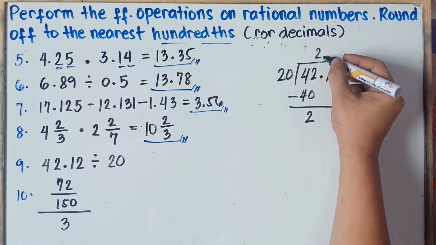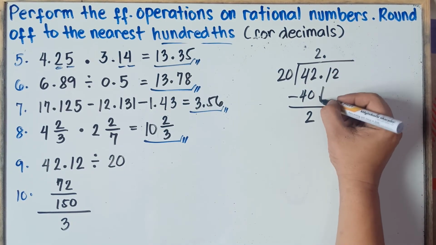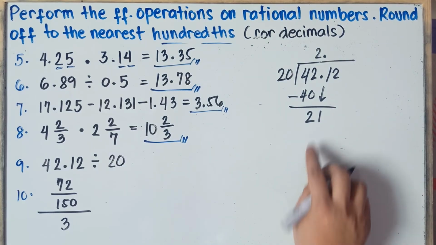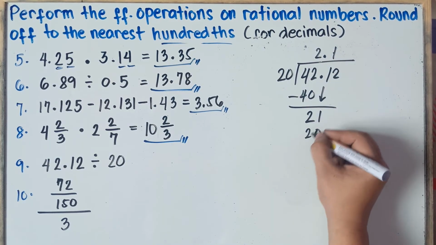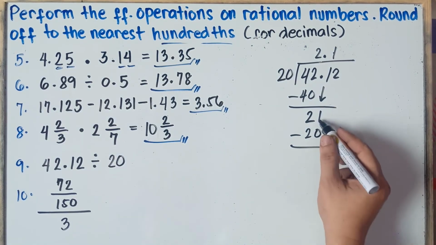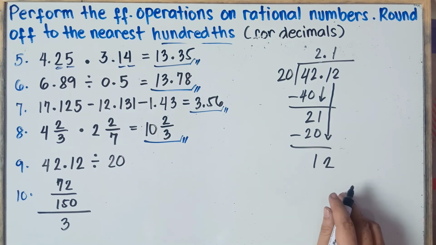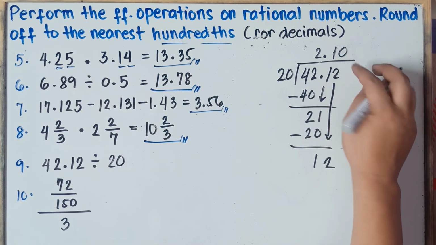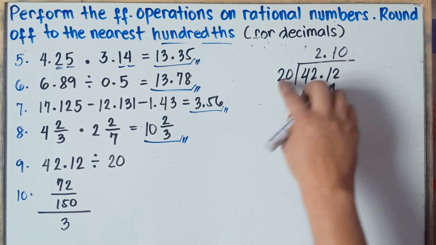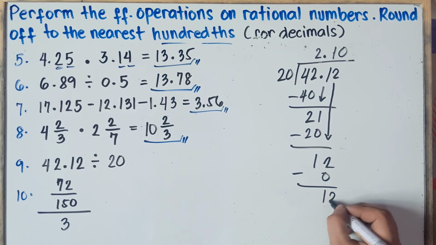And then once again, copy the decimal point here. Align the decimal point, copy the decimal point. Bring down 1. So 21 divided by 20, that's 1. 1 times 20 is 20. Subtract 21 minus 20, that's 1. Bring down 2. 12 divided by 20, that is 0. 0 times 20 is 0. Subtract 12 minus 0, that's 12.